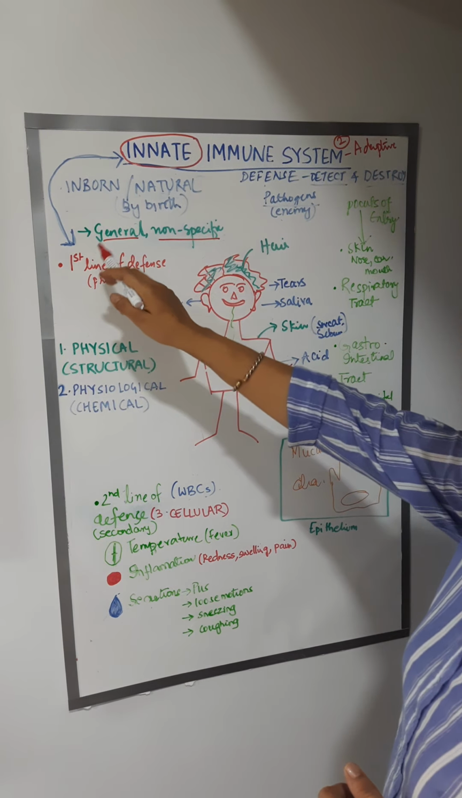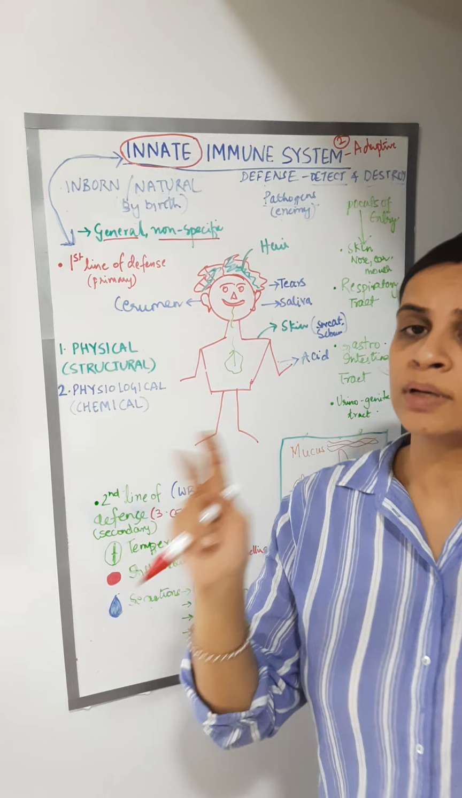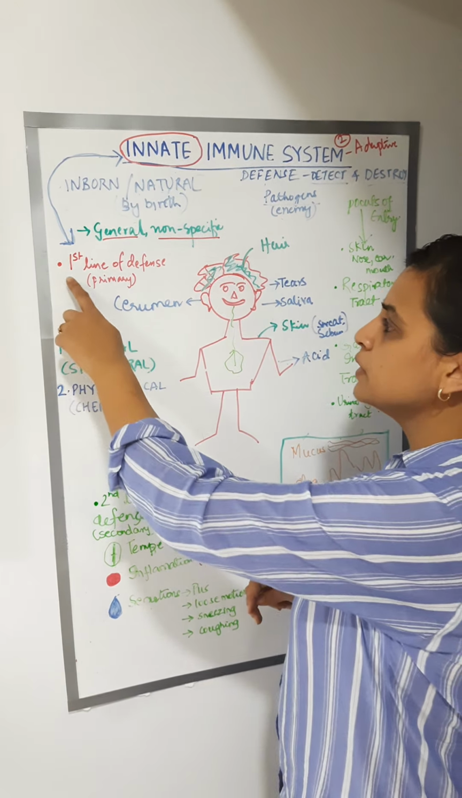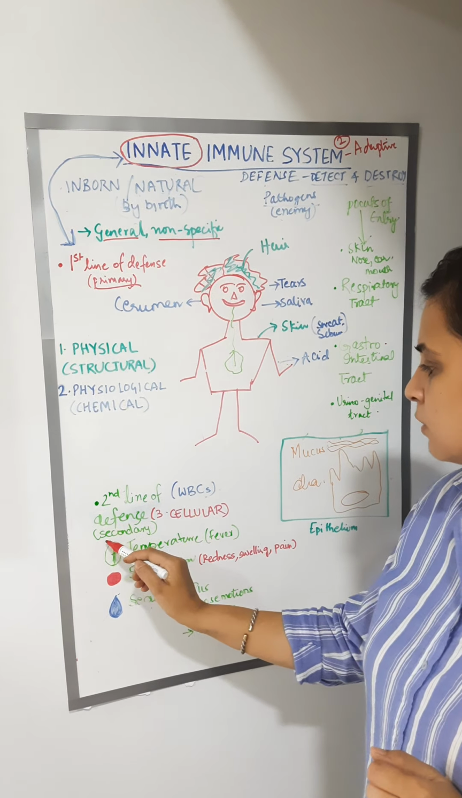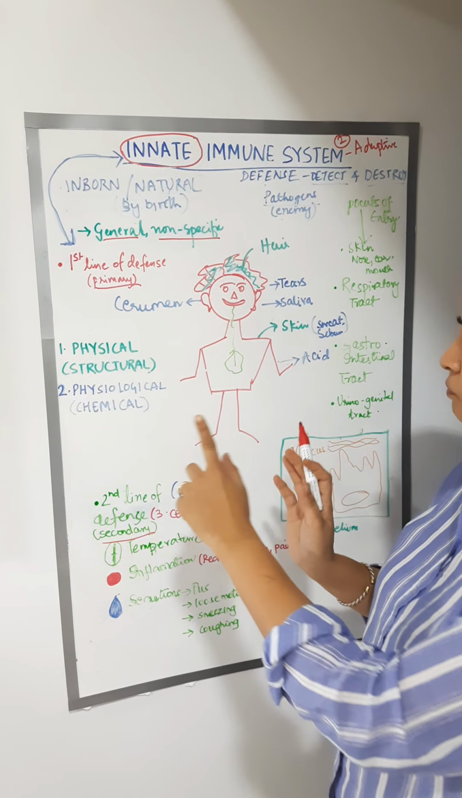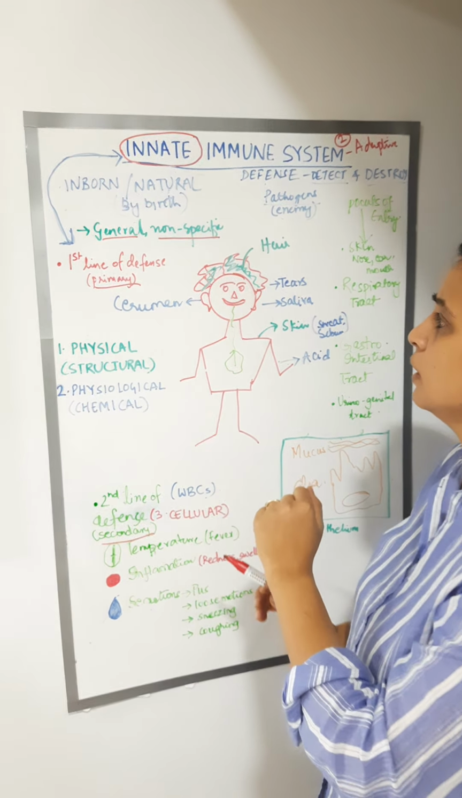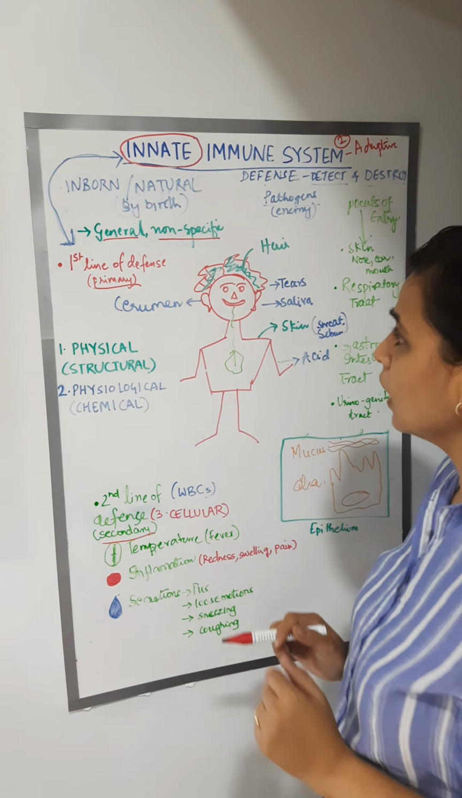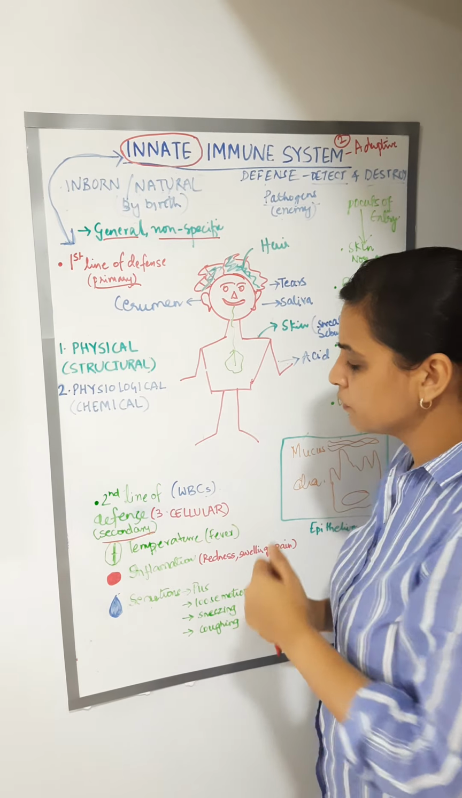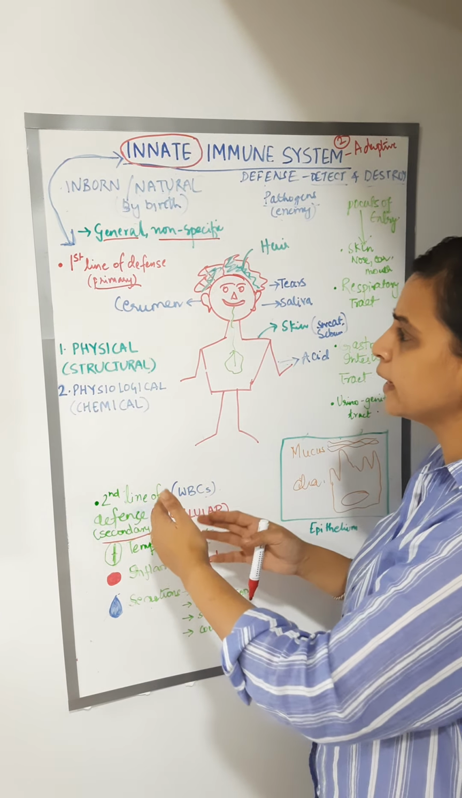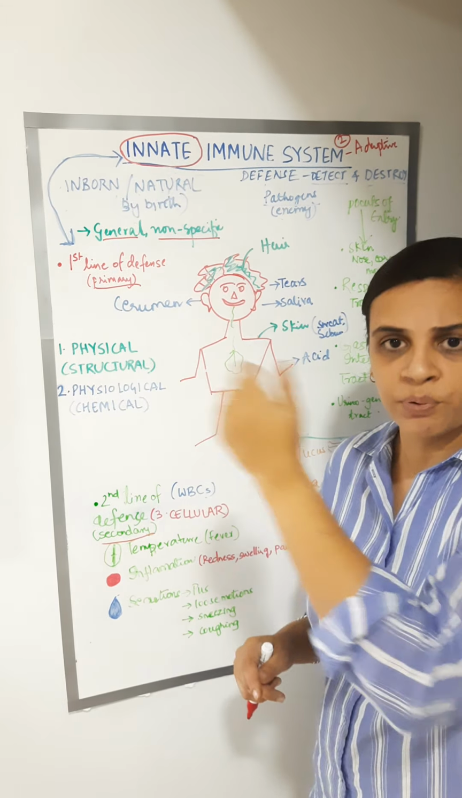This immune system has two lines of defense mechanisms: the first line, or the primary defense mechanism, and the second line of defense, or the secondary defense system. First line itself implies that this acts first, and second line of defense means that this comes into play once the first line is breached.